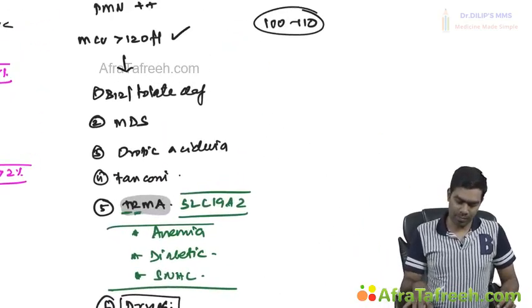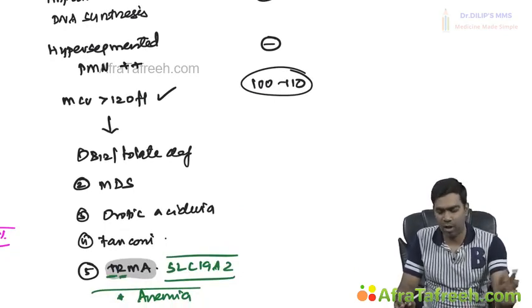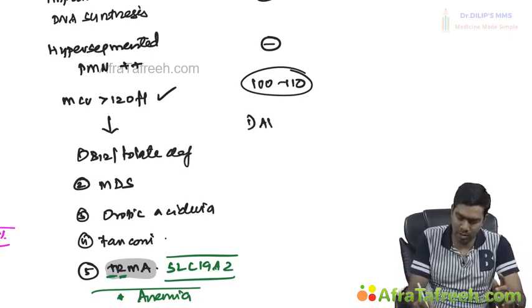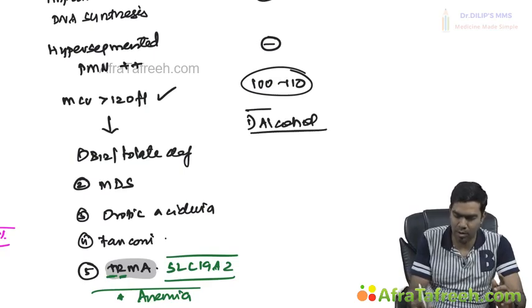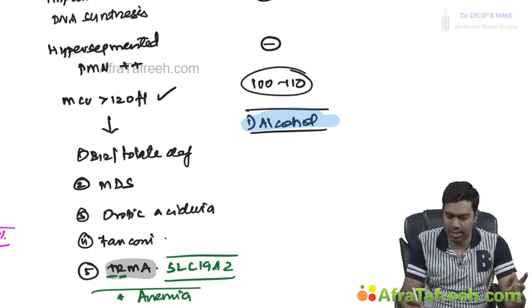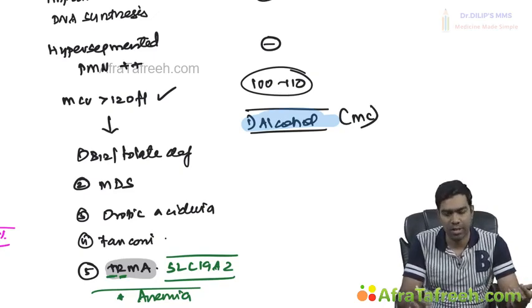At the same time, what are the conditions that produce non-megaloblastic macrocytosis? Again, a lot of conditions can produce non-megaloblastic macrocytosis. For example, if they ask you the most common cause of non-megaloblastic macrocytosis, your answer must be alcohol. That's it. This is supposed to be the most common condition that produces non-megaloblastic macrocytosis.